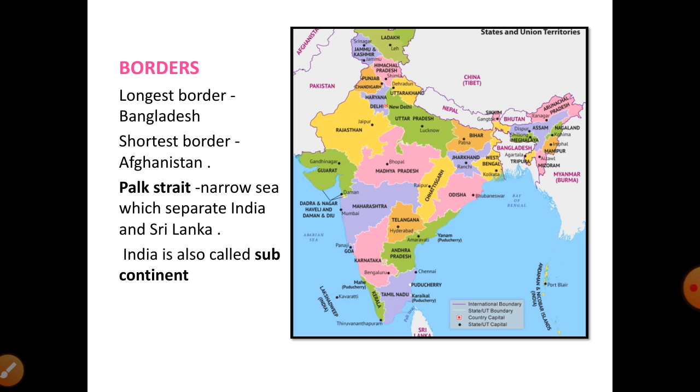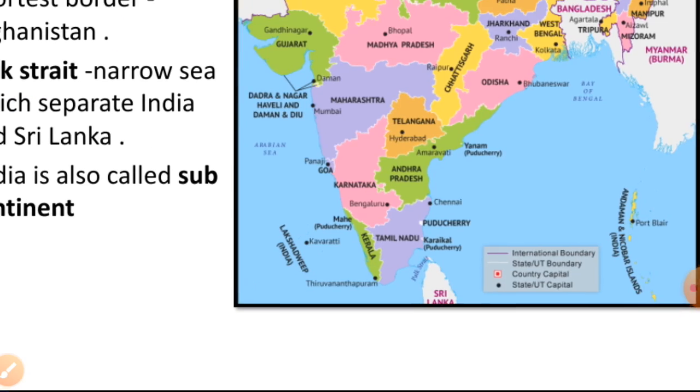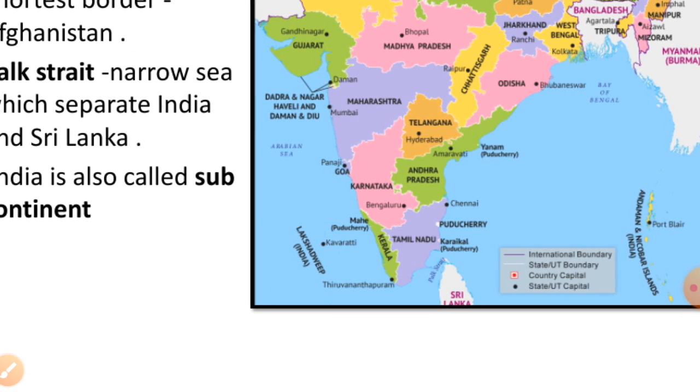India's land and water frontiers. India shares its border with Pakistan in west, Afghanistan in northwest, China, Nepal, Bhutan in north, Bangladesh and Myanmar in east, Indian Ocean in south. This Indian Ocean is divided into two arms, namely Bay of Bengal and Arabian Sea.